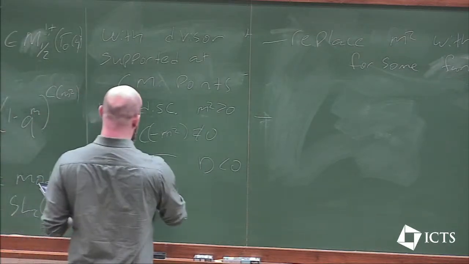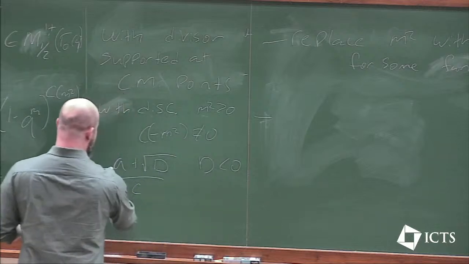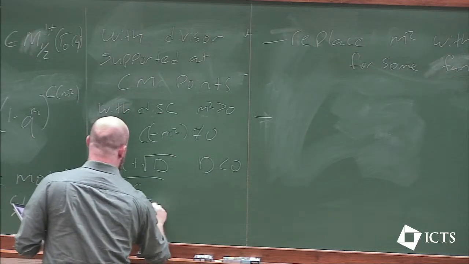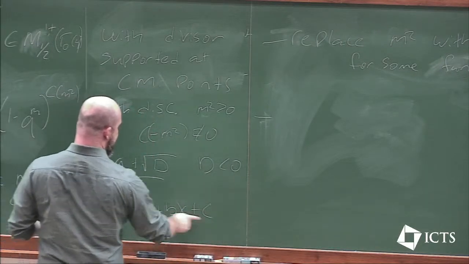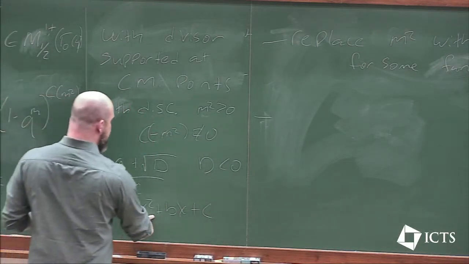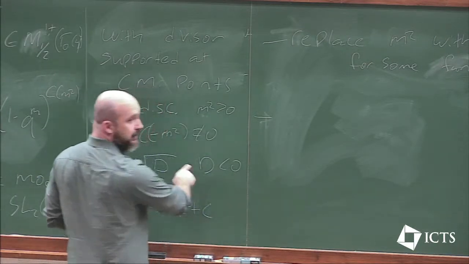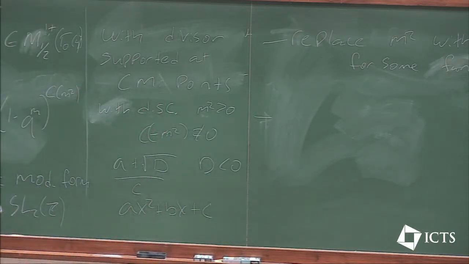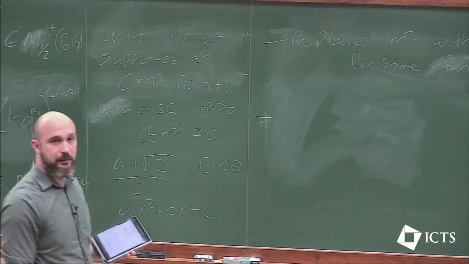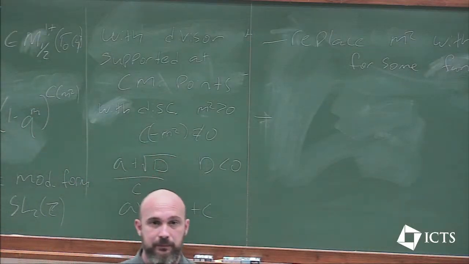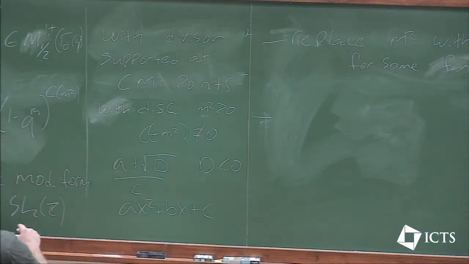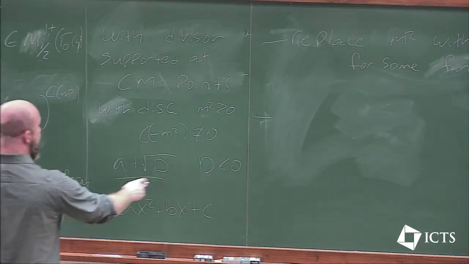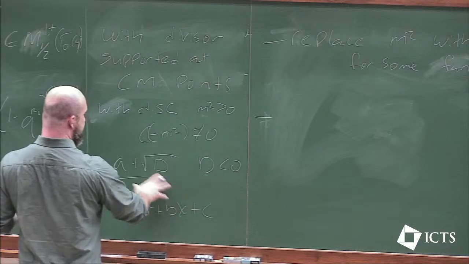And I want this to be the root of some polynomial, say ax squared plus bx plus c, okay? That's my a and c. Those should be integers, and the discriminant of the polynomial should be my d in here. So in this case, yes, I need d to be negative for this to be a CM point.